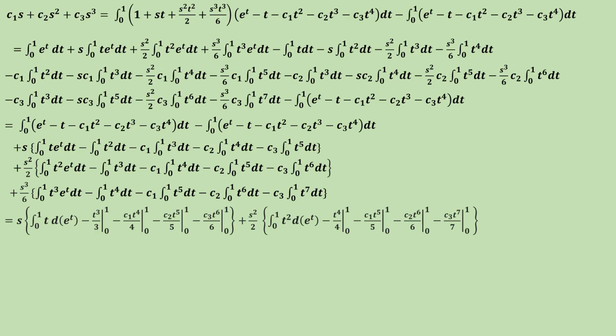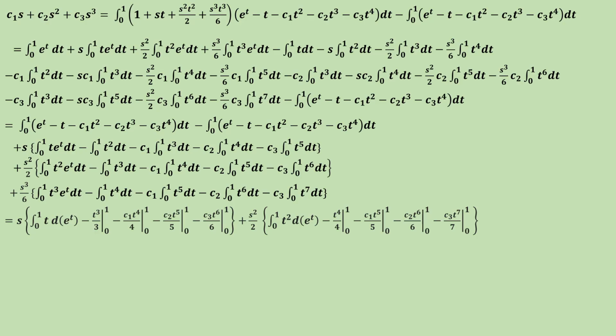Then s square by 2 term: plus s square by 2 integral 0 to 1 t square e power t dt can be written as derivative of e power t, then again integration of t cube is t power 4 by 4, 0 to 1, then t power 4 integral is t power 5 by 5 minus c1 t power 5 by 5 lower limit 0 upper limit 1, then t power 5 integration is t power 6 by 6 minus c2 t power 6 by 6, lower limit 0 upper limit 1, then t power 6 integral is t power 7 by 7 minus c3 t power 7 by 7 lower limit 0 upper limit 1.